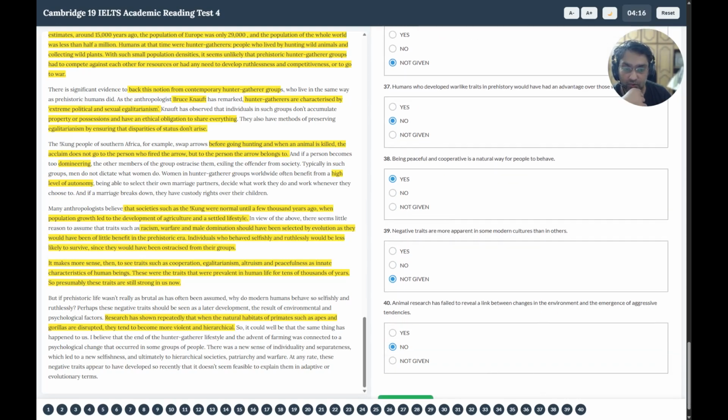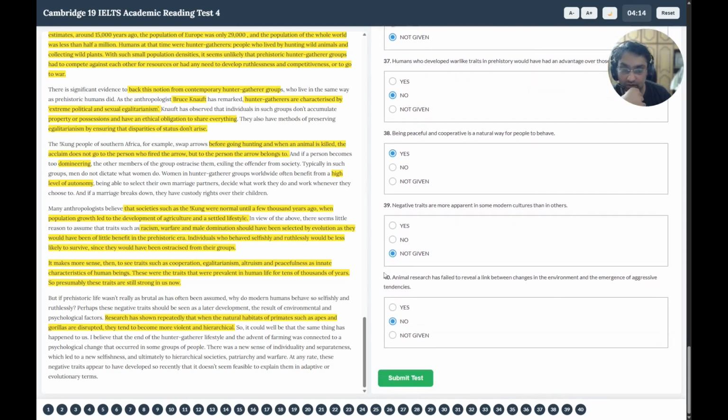Negative rate is more apparent in some modern cultures than others. Nope. They've not talked about that. Not given research. Nope. इसके बारे में एनिमल रिसर्च का बताया है. They do become violent and hierarchical and aggressive अगर उनके एनवायरमेंट में चेंज किया रहता है. यहाँ पे कह रहे हैं एनवायरमेंट में चेंज हो तो उसमें नहीं होता. यहाँ पे स्टडीज फेल हैं, इधर स्टडीज पास्ट है.